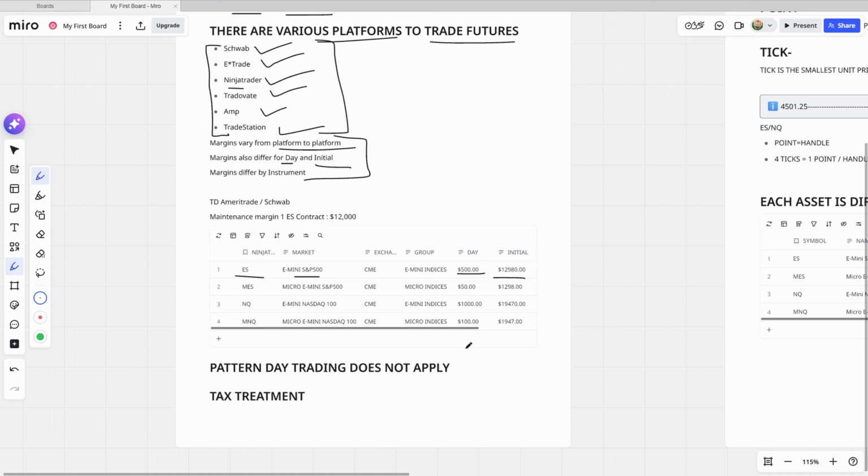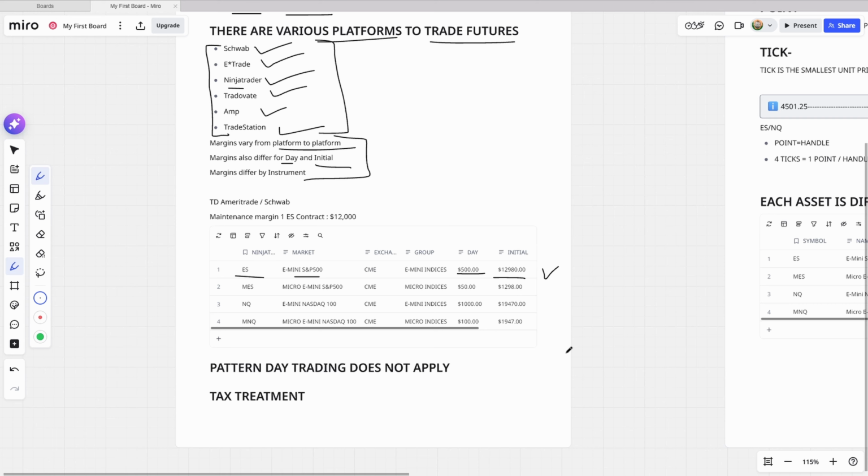What's the difference? Day margin applies only if you open and close your position within the same session. Initial margin applies if you hold the contract overnight into the next session. Overnight margin is significantly higher. So if you want to hold positions overnight, you need much more capital.